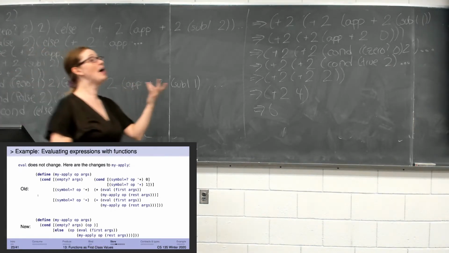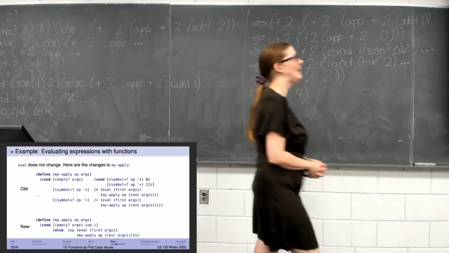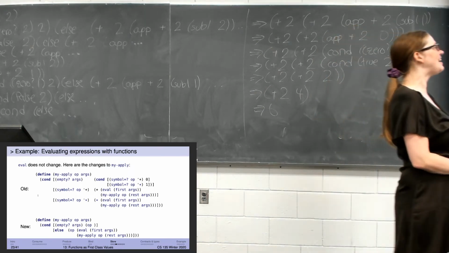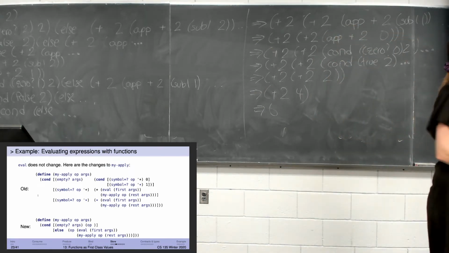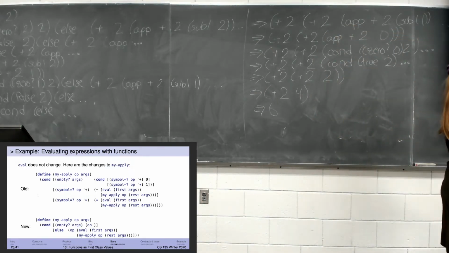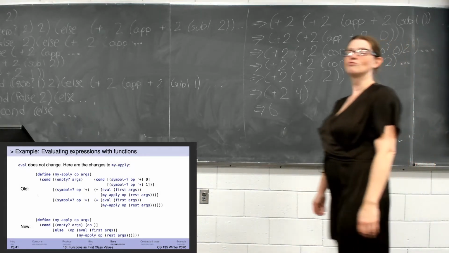So, at the top, we have the old version of myApply with a bunch of simple comparisons and a nested cond. Ugly. And here's our new version. Four beautiful lines. If empty, apply the operator to no arguments. Otherwise, apply the operator to evaluating the first child and the rest of the children. Done. Wrapper doesn't have to change.